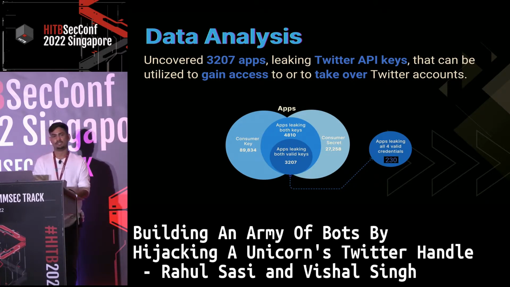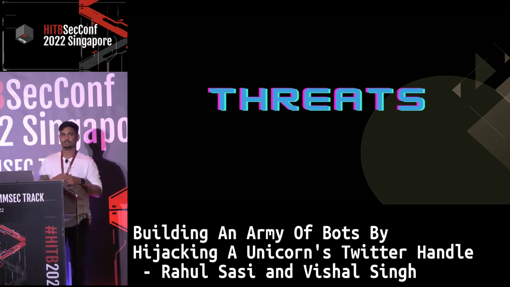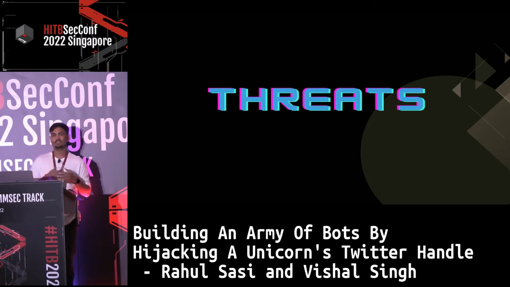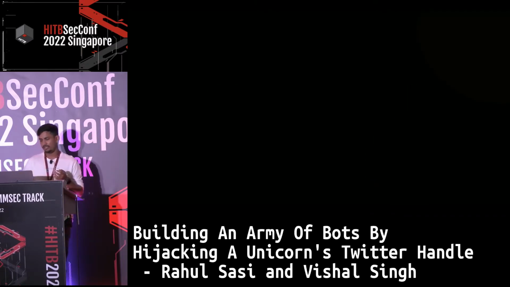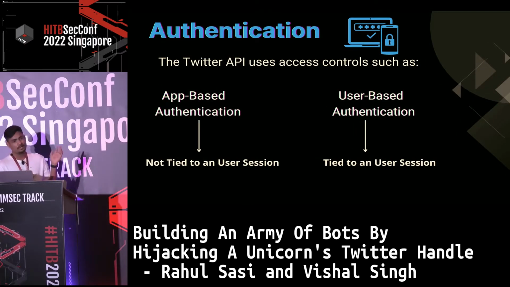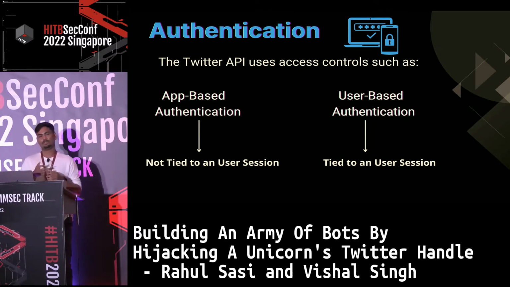So for the threat part, we have the findings, we have the keys. Now what could be the threat or impact of those keys? How could one leverage those keys or those findings? For that, we started reading the API documentation and whatever resources were available for Twitter. Going through the Twitter API documentation, we came to know there are two types of authentication Twitter uses for the keys.